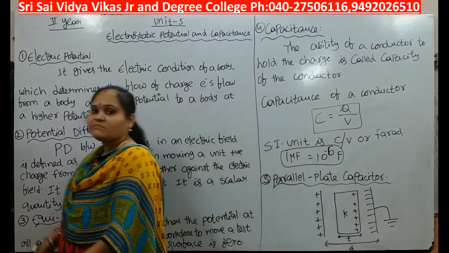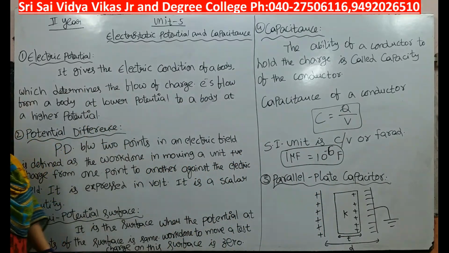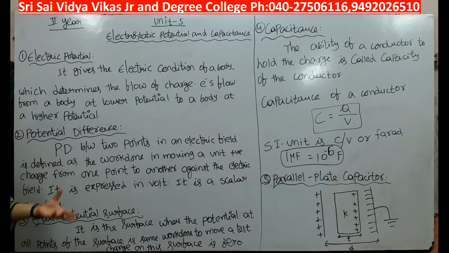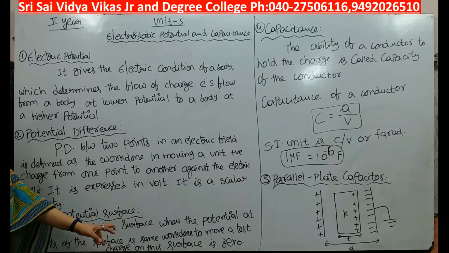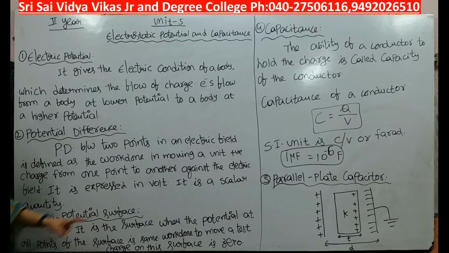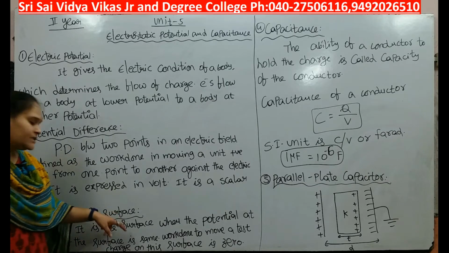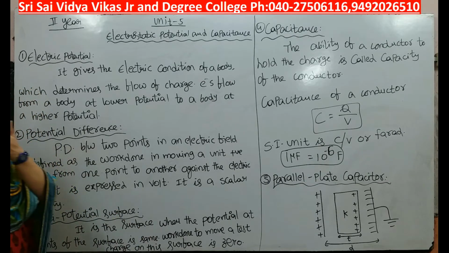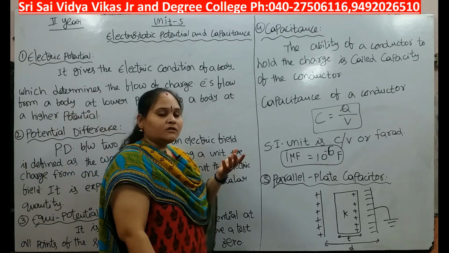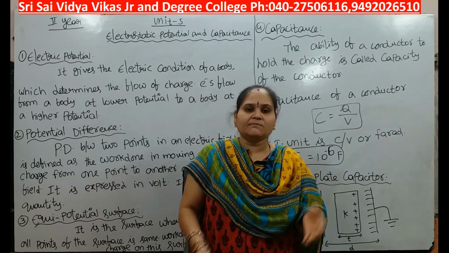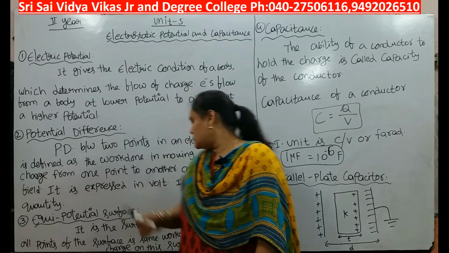Next one is the equipotential surface. The equipotential surface is the surface where the potential at all the points on the surface is the same. So the potential at all points on the surface will be the same. That is the equipotential surface.